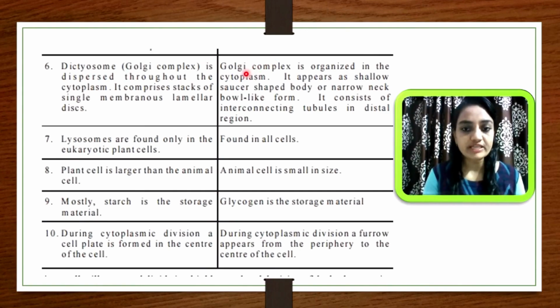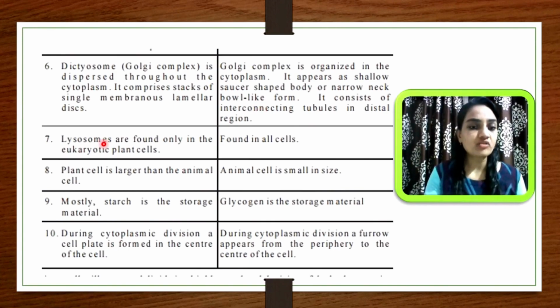So the Golgi complex is organized in the cytoplasm. In the animal cell, it is also organized in the cytoplasm. It appears as a shallow saucer-shaped body or a neck. We can say bowl-like forms. Different shapes are found. It consists of interconnecting tubules in the distal region. We will learn in detail in the next lectures.